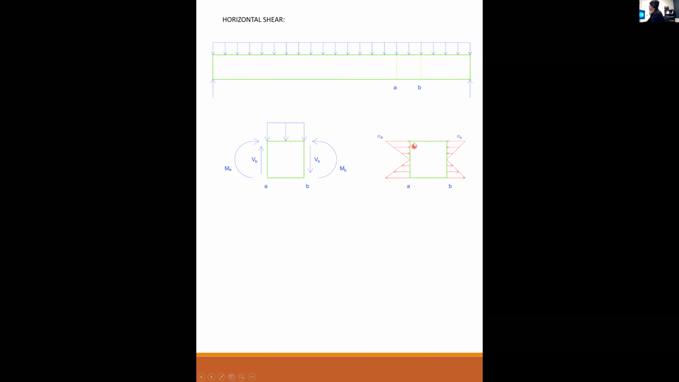Here, I've drawn the stress profile due to a moment at A and a stress profile due to a moment at B. Top is in compression, bottom is in tension, and sigma A is going to be larger than sigma B because the moment's larger at A than B. So far, so good? Any questions so far?